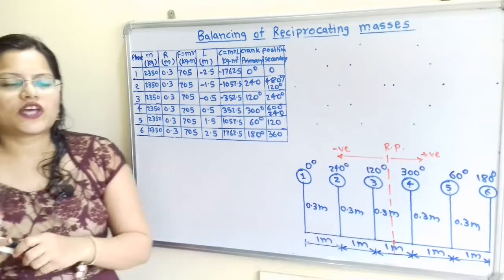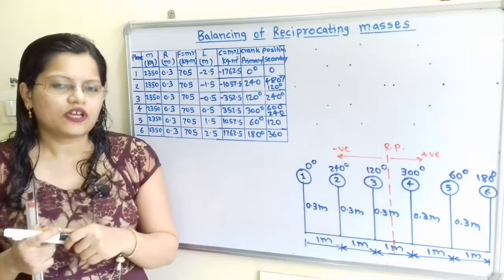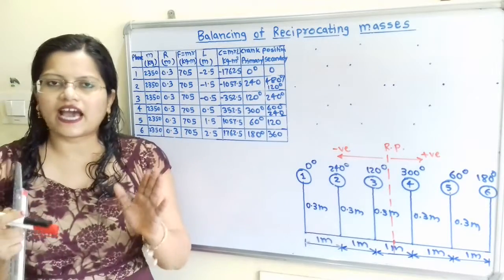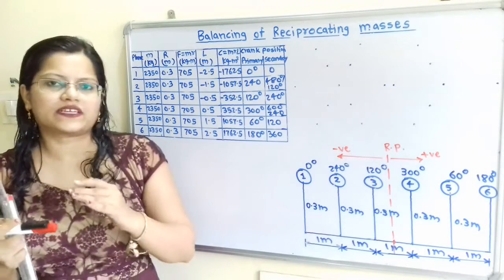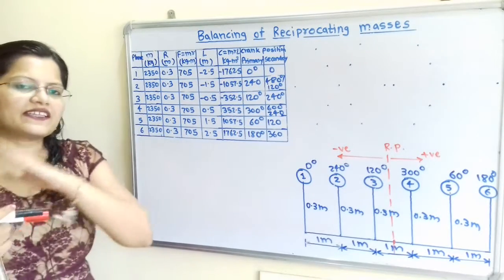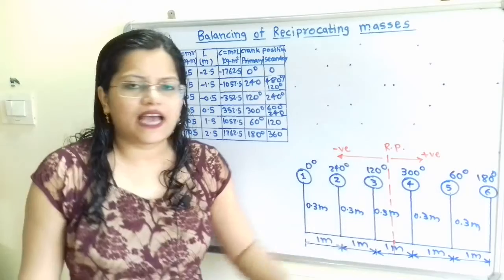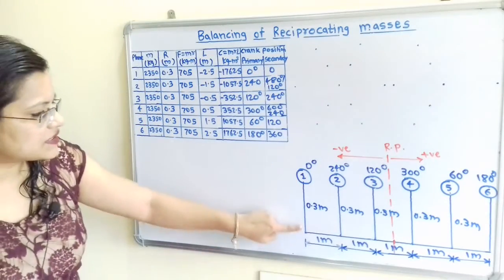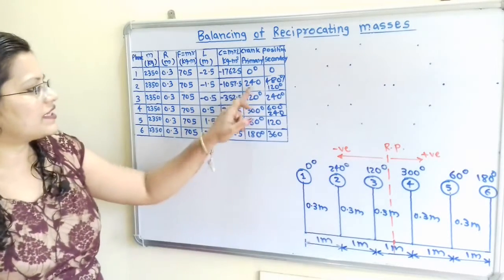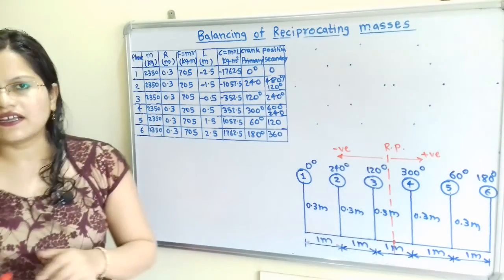Now we have to draw the primary as well as the secondary force polygon as well as the couple polygon. So we have to mention here the primary crank position theta and the secondary crank position 2 theta. How to select the primary crank position? Now we have to take the reference for the firing order. As per the firing order, these angles are mentioned. For the first cylinder, it is at 0 degree. Then for the second cylinder, it is at 240 degree. Then it is 120 degree, 300 degree, 60 degree and 180 degree.